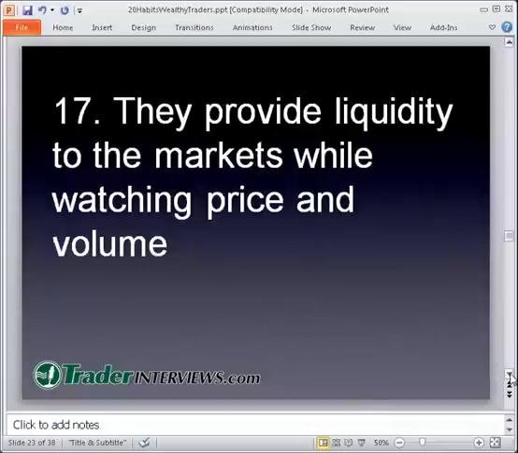Anyway, number 17. Oh, I dread number 17 because I am not good at this one, but I'm going to give it my all for you tonight. They provide liquidity to the markets while watching price and volume. What do I mean by this? I have no idea, but I'm going to try. Here's what I hear wealthy traders telling me over and over again. They say, Tim, I don't trade like most people do, where I have a trading account and I'm trying to guess at buying or selling. I'm a market maker. I don't have the title of market maker, and I don't go into the floor to be a market maker, but that's what I do. I provide liquidity to other traders, and that's how I make money.